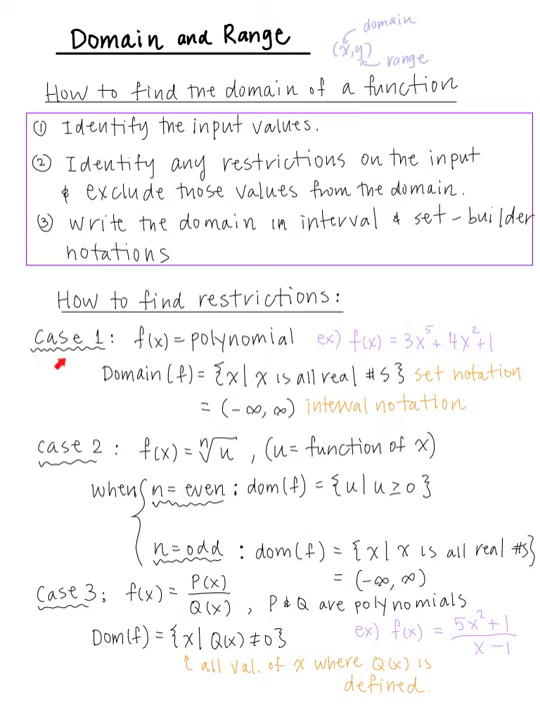Okay, so let's first go with case 1. Suppose you're given f of x to be a polynomial. Now those of you who forgot what a polynomial looks like, it looks something like this. f of x equals 3x to the 5th plus 4x squared plus 1. And in this case, this is a 5th degree polynomial. You can also have something like this. f of x equals just maybe a constant 5. This is still a polynomial of degree 0.